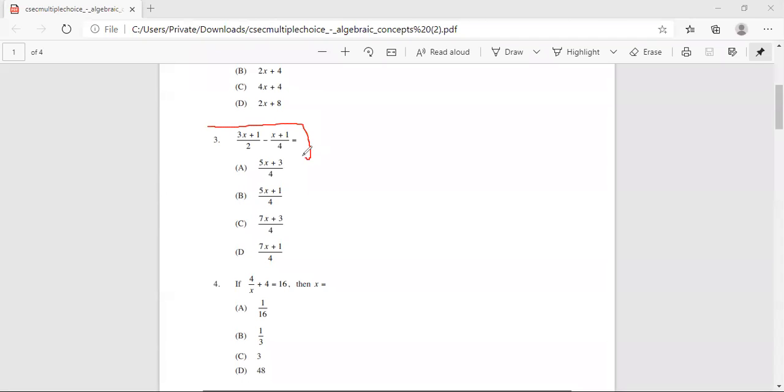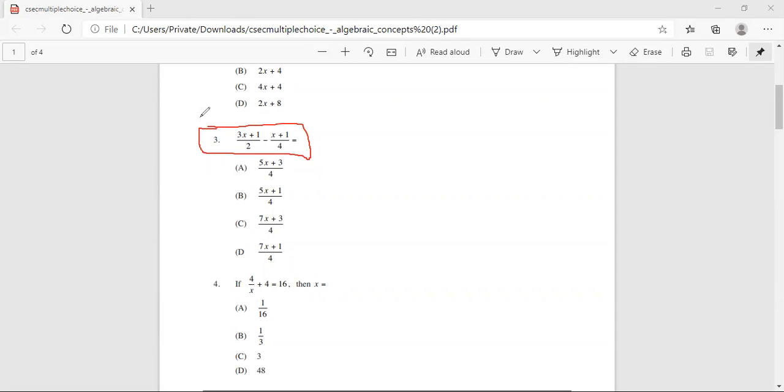Looking at this, what does this remind you of? This is algebraic. Which two concepts that we learned? Division and addition. Two things we did so far in this lesson. The first topic was what? Fraction. And the second topic is algebra. So this here is an algebraic fraction, meaning that it is a combination of both.